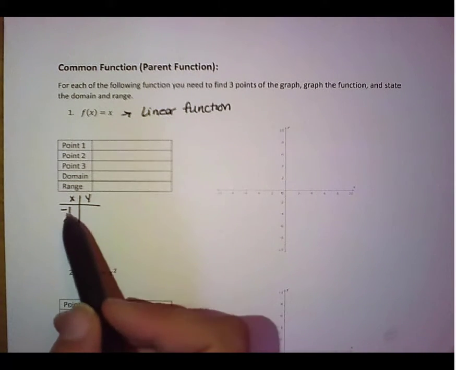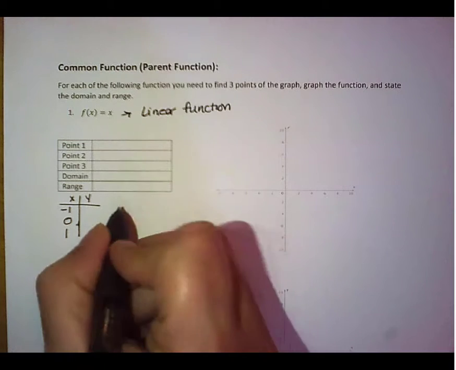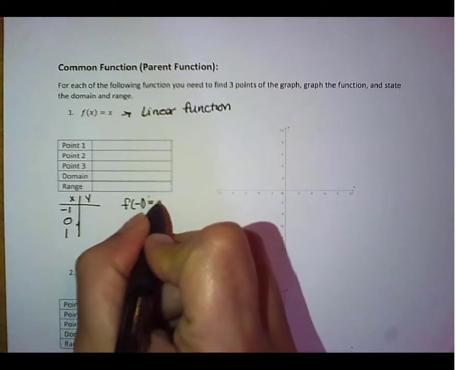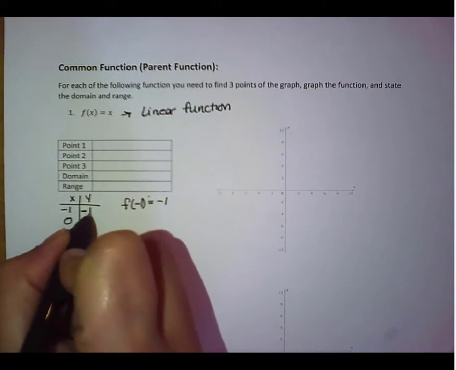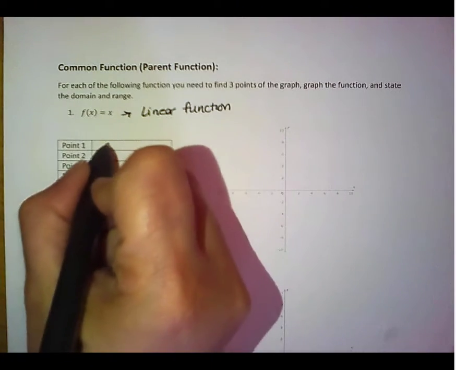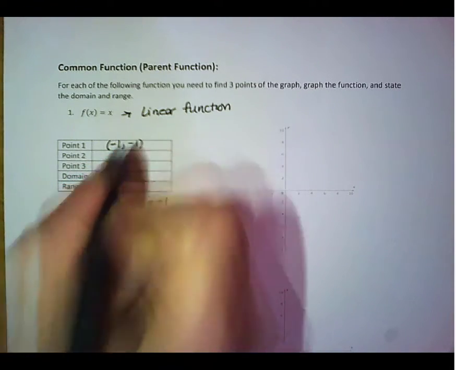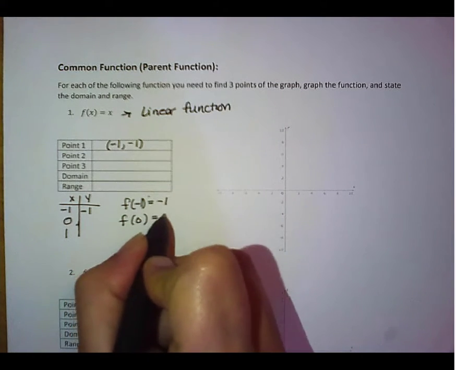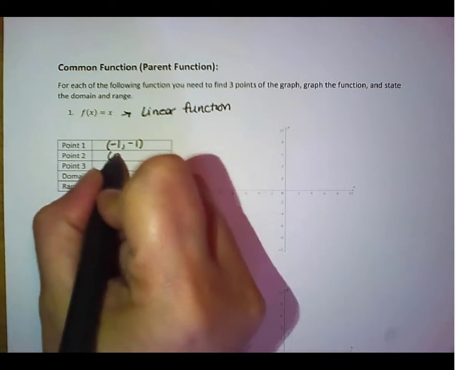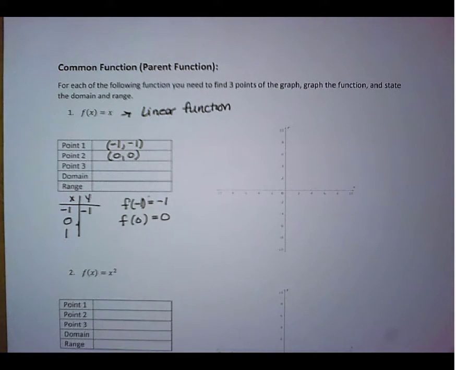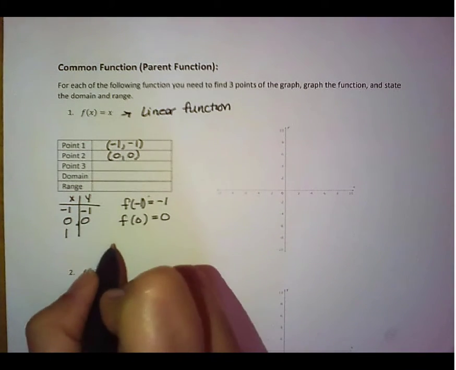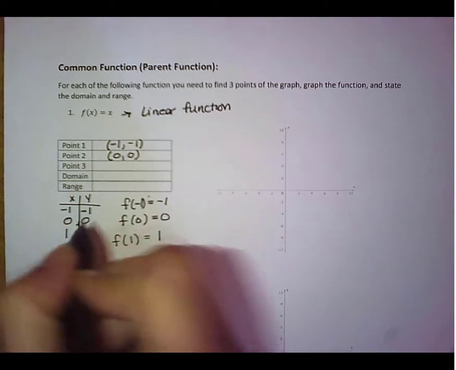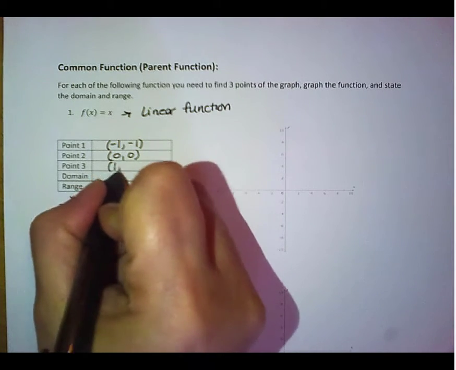So if we plug in -1 to our function up here, we would get f of -1 equals -1. So our first point is going to be the point -1, comma -1. So let's write that up here, -1, -1. If we do the same thing for 0, f at 0 is equal to 0. So this is going to be the point 0, comma 0. I'll write that here as well. And then we're going to do f at 1. This is going to be 1. So our third point is going to be the point 1, comma 1.